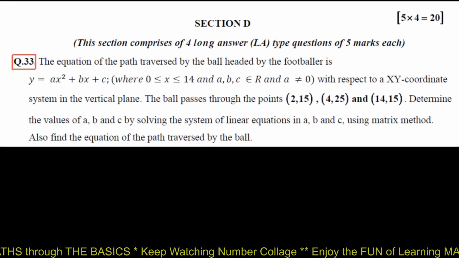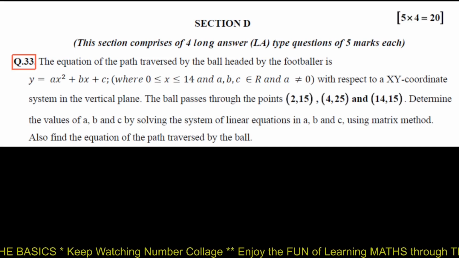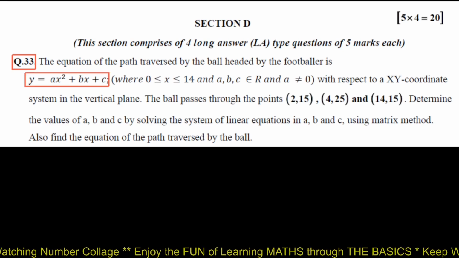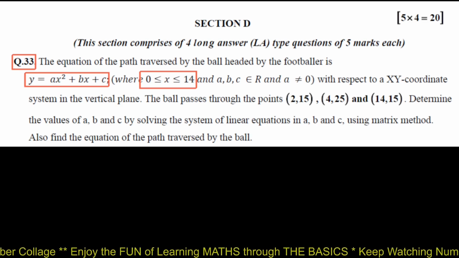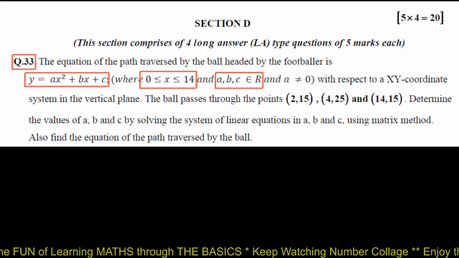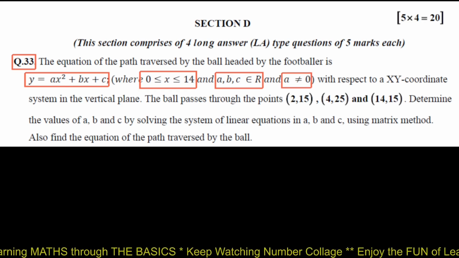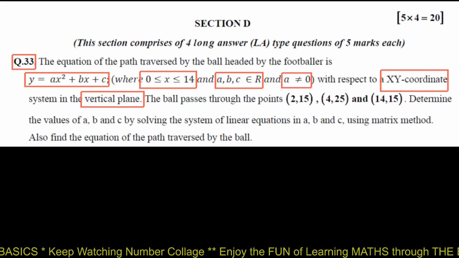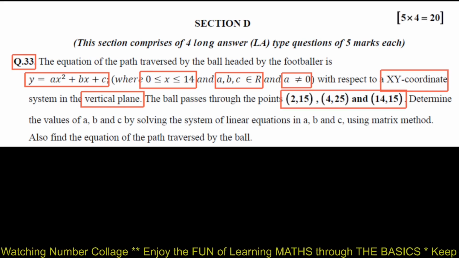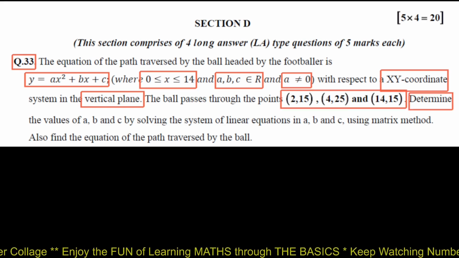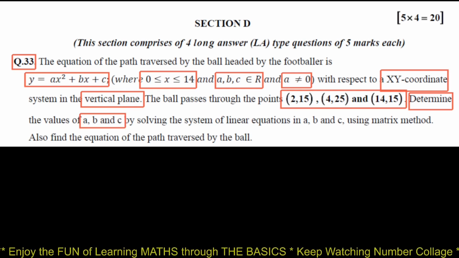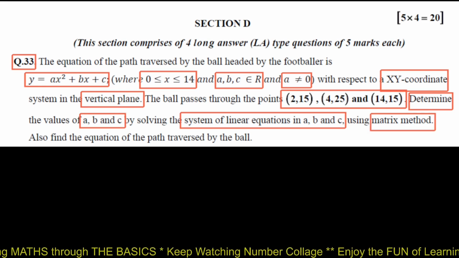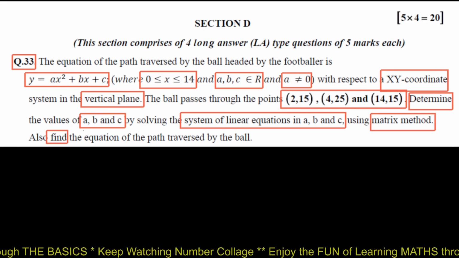Question 33. The equation of the path traversed by the ball headed by the footballer is y equals ax square plus bx plus c, where x lies between 0 and 14, and a, b and c are real numbers where a is not 0, with respect to an xy coordinate system in the vertical plane. The ball passes through the points 2, 15, 4, 25 and 14, 15. We have to determine the values of a, b and c by solving the system of linear equations in a, b and c using the matrix method. Also, we have to find the equation of the path traversed by the ball.